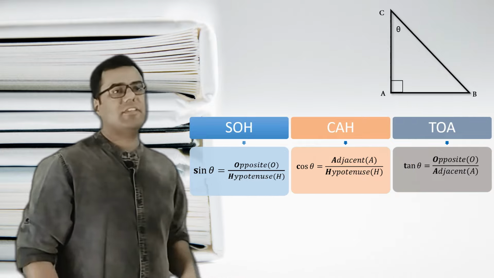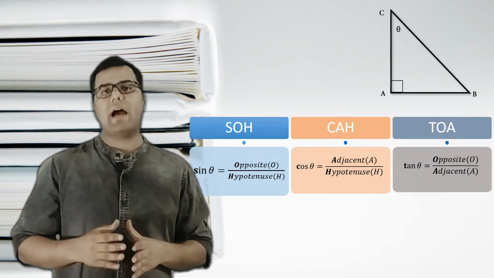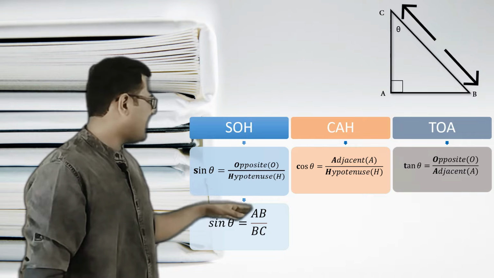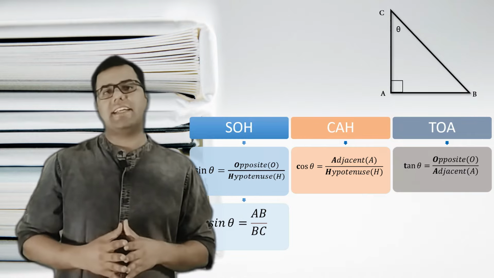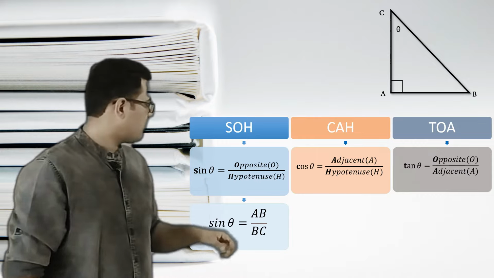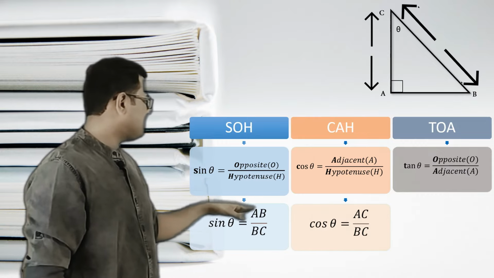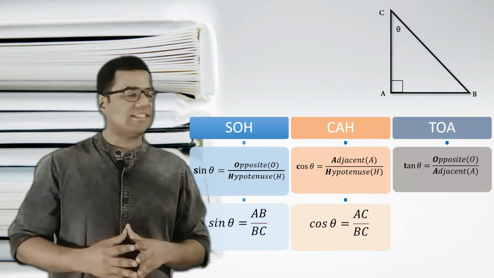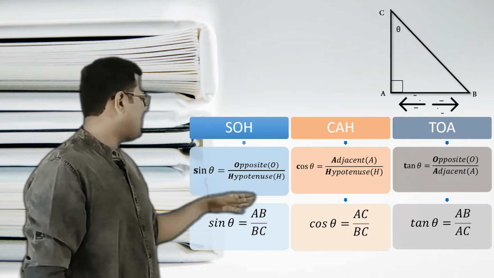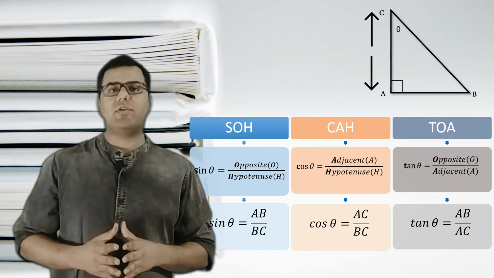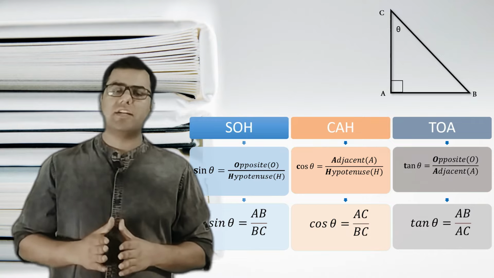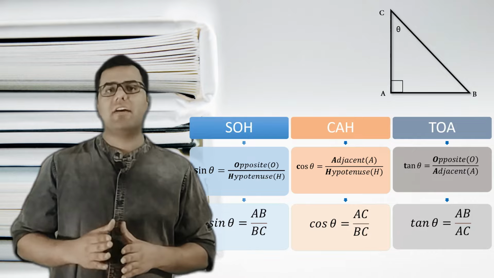So our sin theta, which was opposite divided by hypotenuse, now comes out to be AB divided by BC, and cos theta, which was adjacent divided by hypotenuse, will come out AC by BC, and tan theta, which was opposite divided by adjacent, will come out AB by AC. So whenever you are applying the rules of sin theta, cos theta and tan theta, remember first the mnemonic, and second always remember which side is the adjacent one and which side is the opposite one.